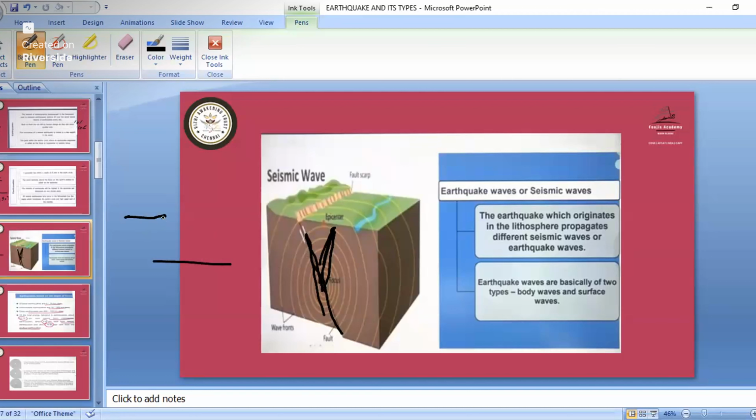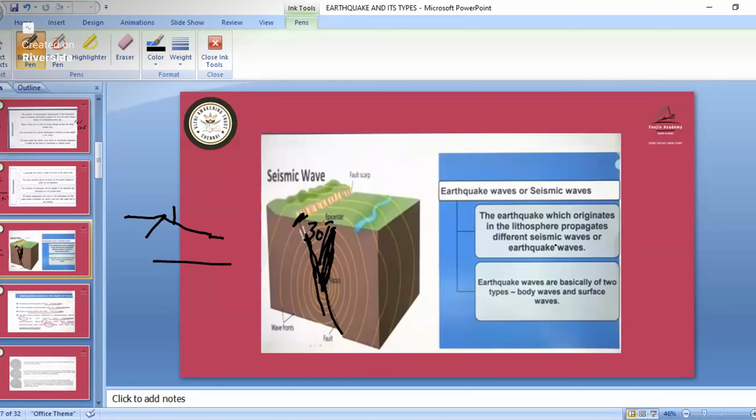The epicenter land might subside, or sometimes it might rise up on this part and go down. So that faulting will take place in this place. Suppose this is the epicenter, then from here if we make an angle, that is a 30-degree angle. So remember that. Now, earthquake waves or seismic waves.